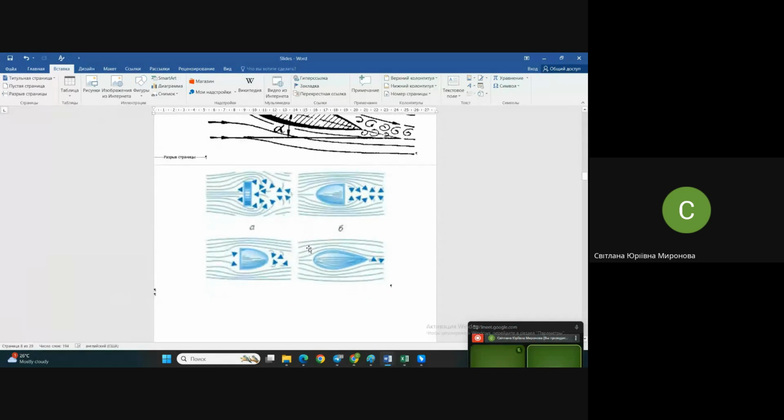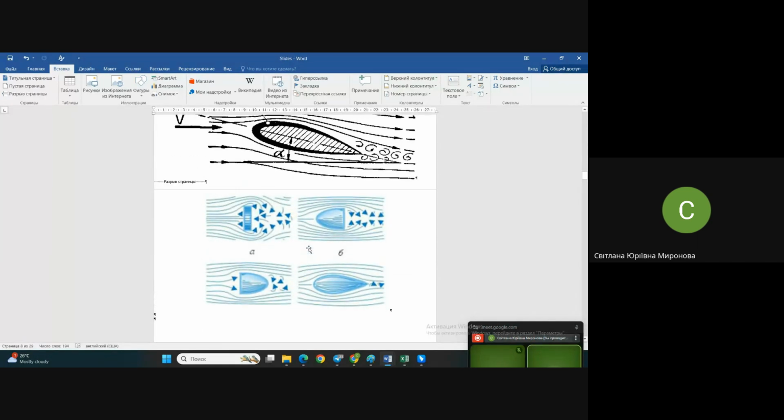And just one more scheme that explains the same things as we might see. And certainly it appeared that shape affects the values of drag and the values of lift, and some side forces which may appear in case the body is not symmetrical.